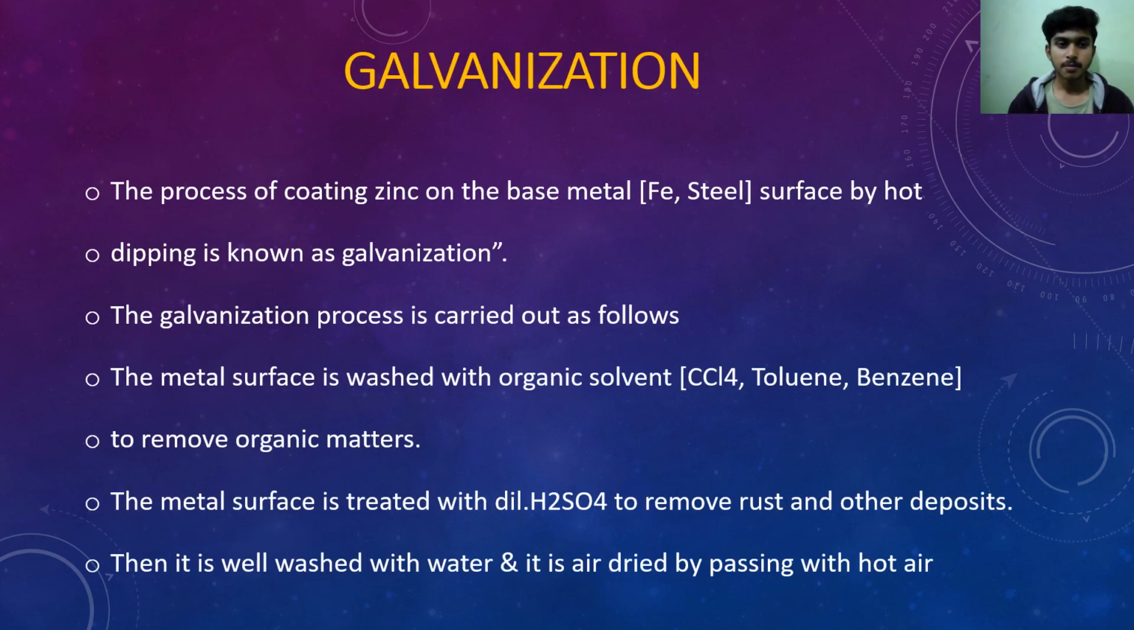Galvanization. The process of coating zinc on the base metal Fe steel surface by hot dipping is known as galvanization. The galvanization process is carried out as follows. Firstly, the metal surface is washed with organic solvents CCl4, toluene and benzene to remove organic matters. Next, the metal surface is treated with dilute H2SO4 to remove rust and other deposits. Then it is well washed with water and air dried by passing hot air.